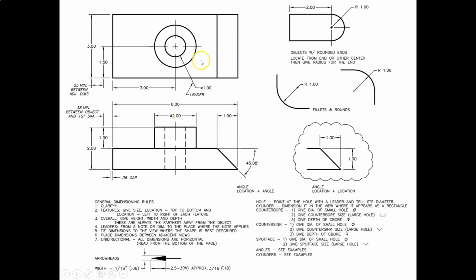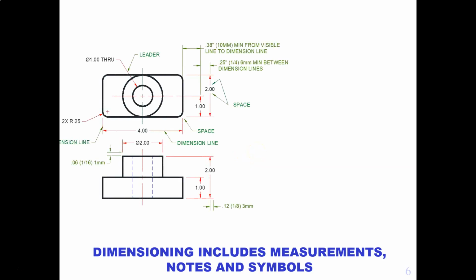So I'm going to go on. I'm not going to talk much more about this drawing because we'll get into more of this later. But this is a great cheat sheet for you. Okay? So dimensioning includes measurements, notes, and symbols. And again, here's another cheat sheet for you. This one's just part of the PowerPoint, so you can look back at it. It's basically the same information that I gave you on the last one.